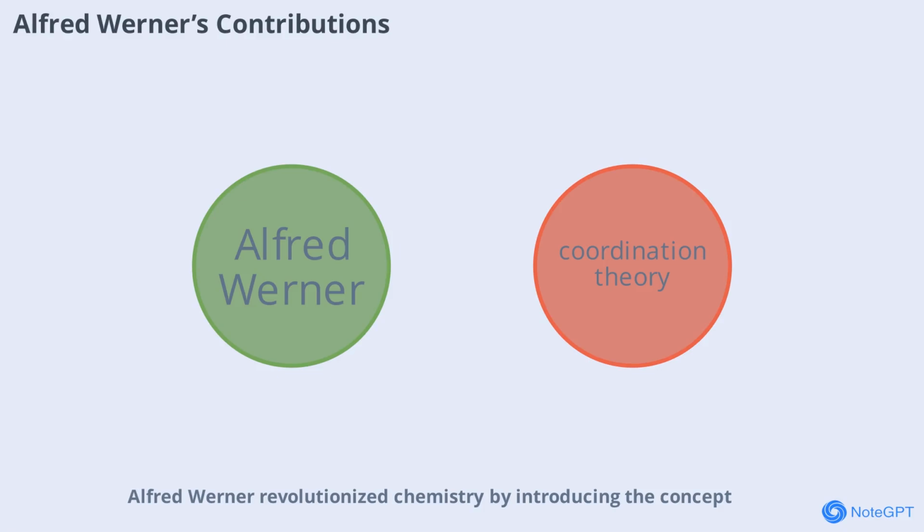Alfred Werner revolutionized chemistry by introducing the concept of coordination numbers and the spatial arrangement of ligands. His work explained the existence of isomers and the stability of complexes, which classical theories could not. Werner's insights remain central to our understanding of coordination compounds and their diverse behaviors.